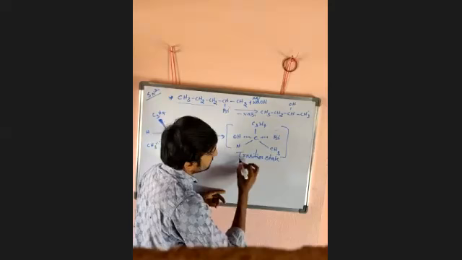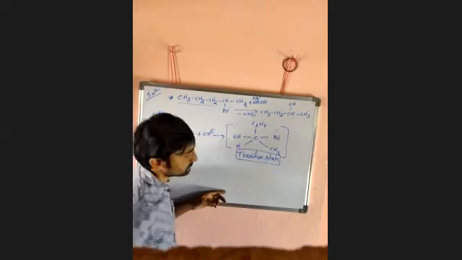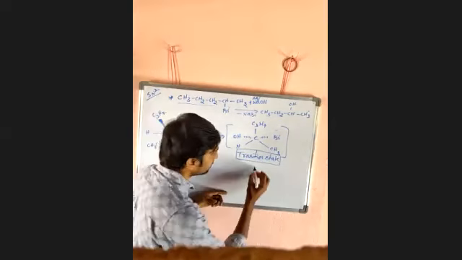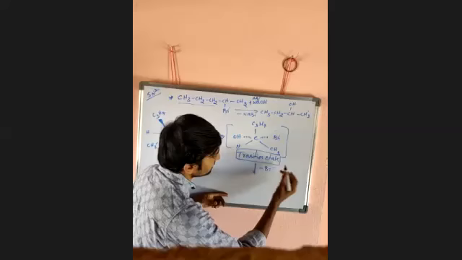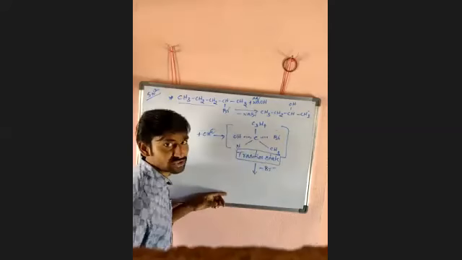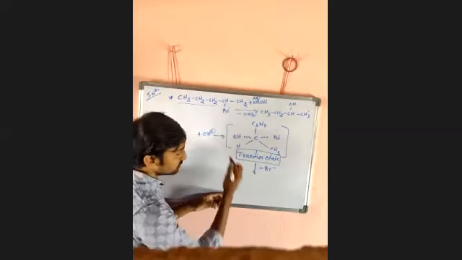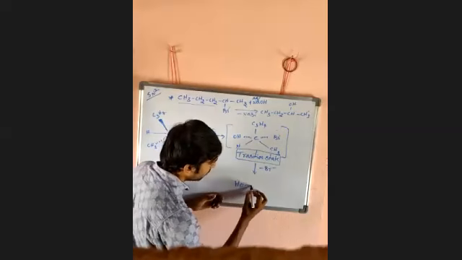This state is called a transition state. After formation of the transition state, Br leaves as Br minus. Now OH gets attached to it. Now OH is on this side, so now it is an OH-bonded carbon.